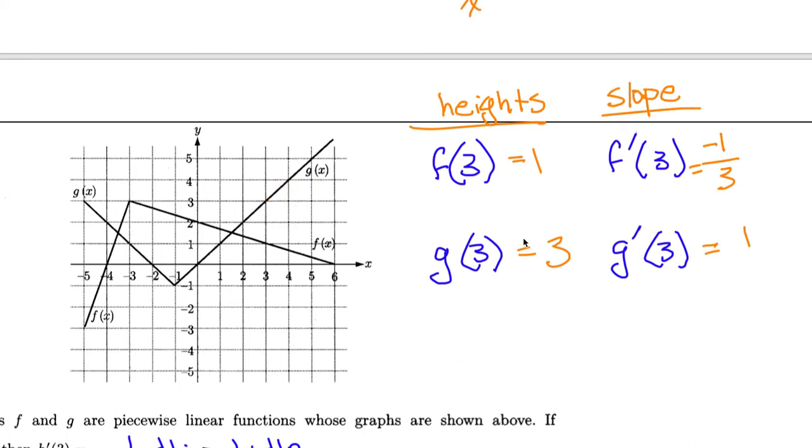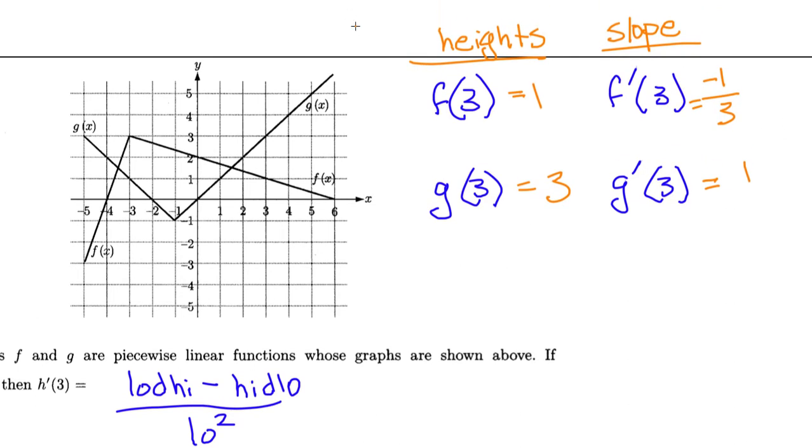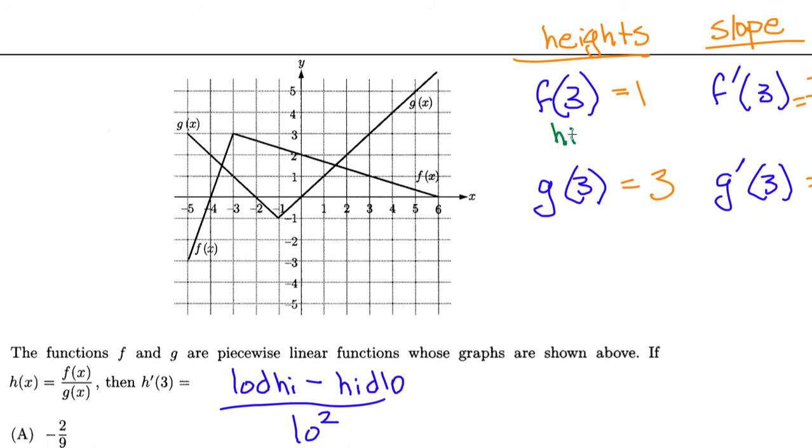All right, so we have all of these points. I can even write their alternative names. F of 3 is technically the high, the top, right? F prime of 3 is the derivative of the high. G of 3 is the low, and then therefore the derivative of the low, d low, is g prime of 3. So I now know that high is 1.